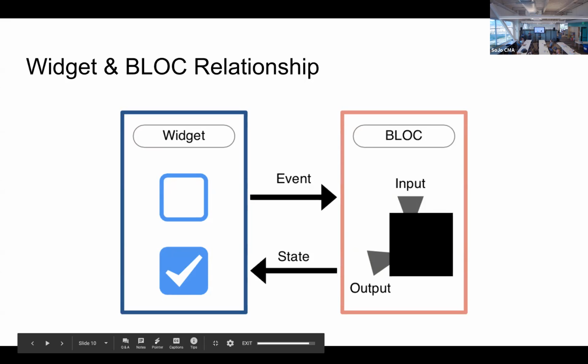How do we get that out of our UI? And this is how we do it, through these blocks. So the checkbox gets checked, the widget sends an event, and then we process that event in the block, and then the block sends state back to our UI, and we can update our UI. And it ends up being really clean.